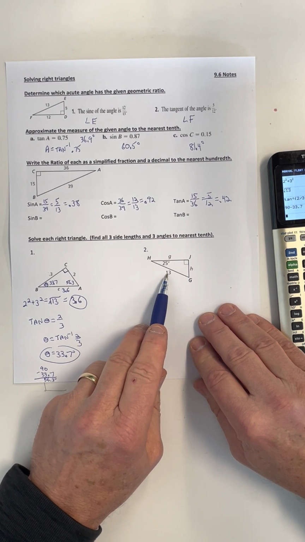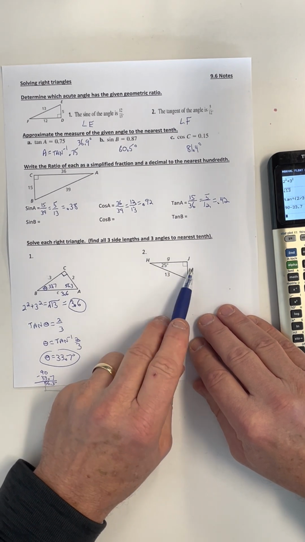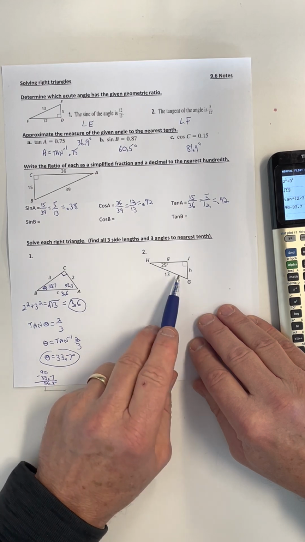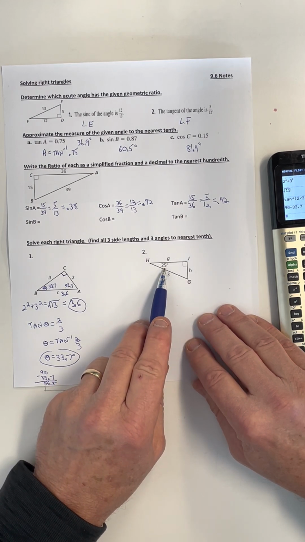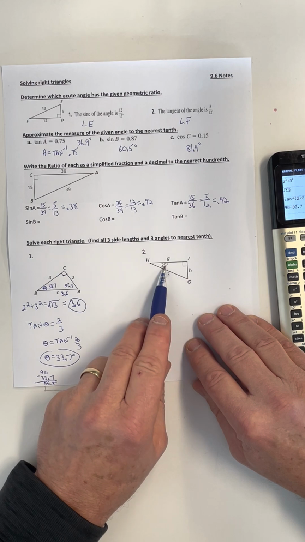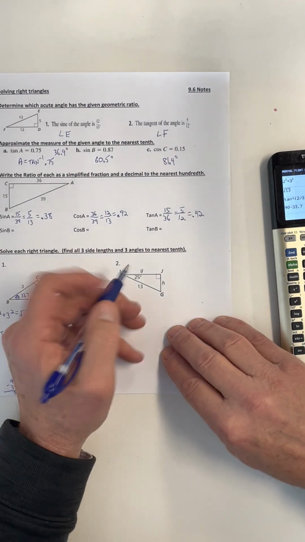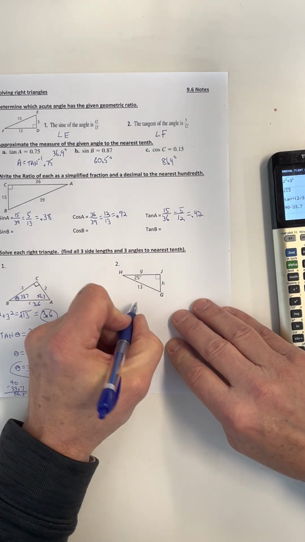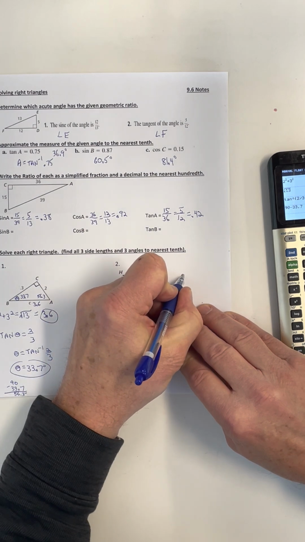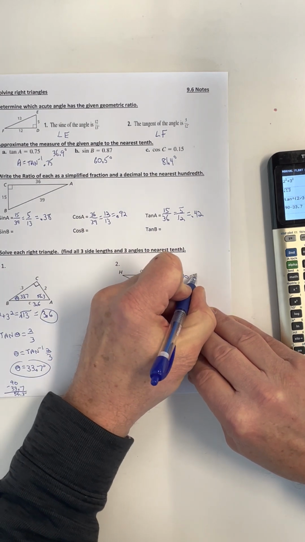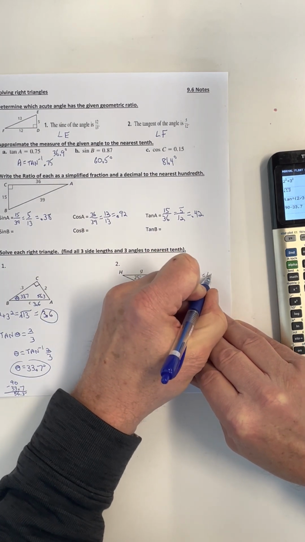That's one type. The other type of solving the right triangle is if you're given an angle and a side length. So we cannot use the Pythagorean theorem because we're missing two sides and only have one, but we can find the other angle quickly by going 90 minus 25 is 65.